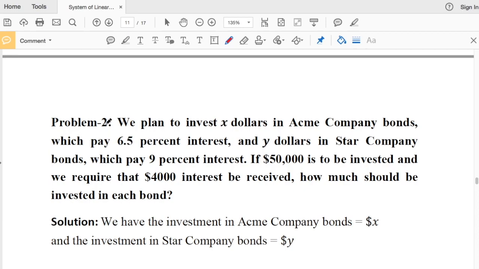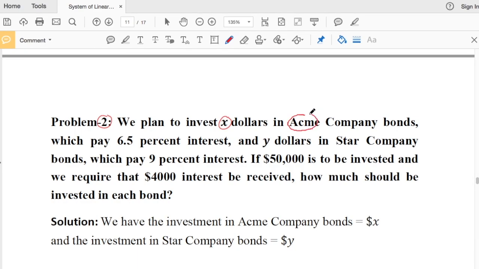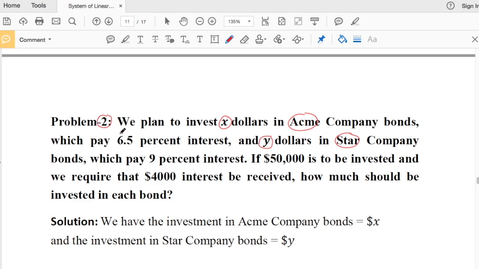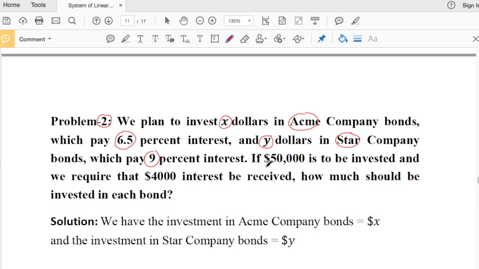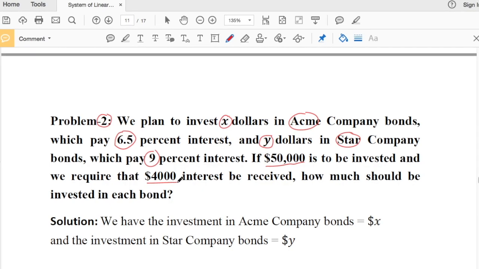And the second problem, let me read the problem. We plan to invest X dollars in Acme company bonds and Y dollars in Star company bonds. And Acme gives us 6.5% interest. Star gives us 9% interest. Now you have $50,000 to invest, and you want to receive $4,000 as interest at the end of each year. So the question is, how much should be invested in each bond?